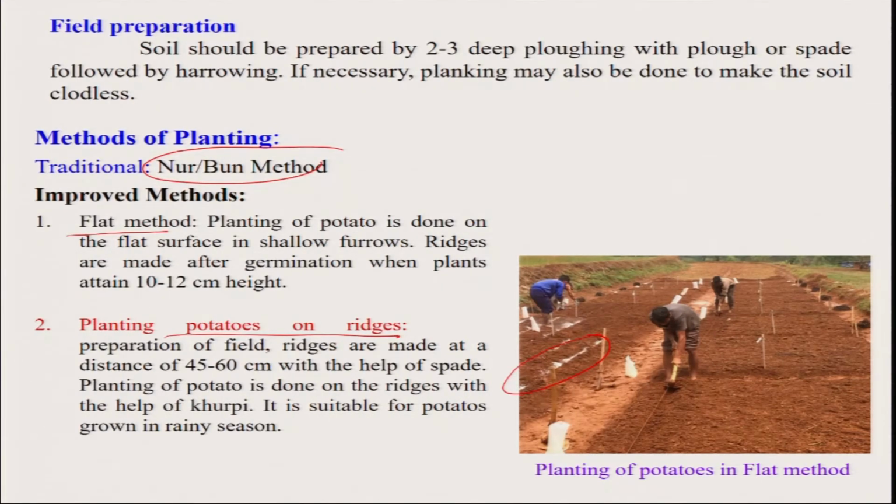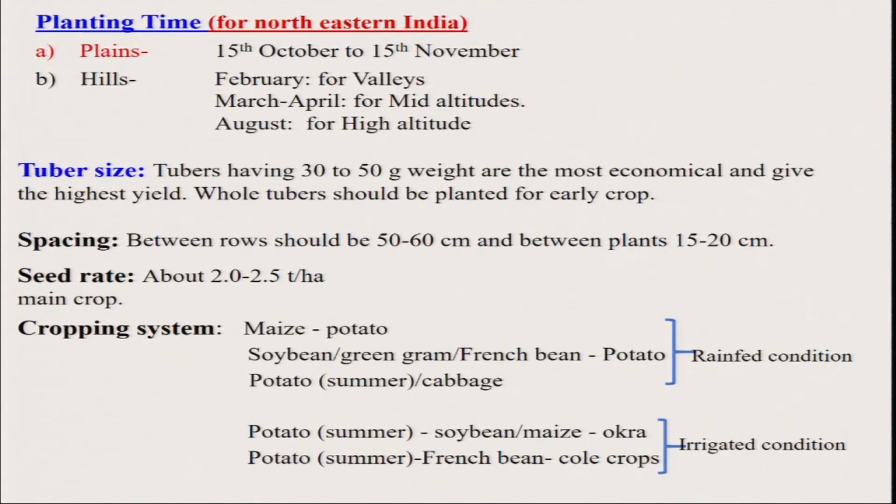In acidic soil, potato generally loves acidic soil, but if we give a little bit of lime, the soil pH is enhanced from 4 to 4.5 to 5 to 5.5. So there is more nutrient availability, and due to that, the growth of the potato will be better. The planting time always differs: for plains generally October to November, while for hills February, March, and August in the case of Meghalaya. The seed rate is also very high, 2 to 2.5 ton per hectare.